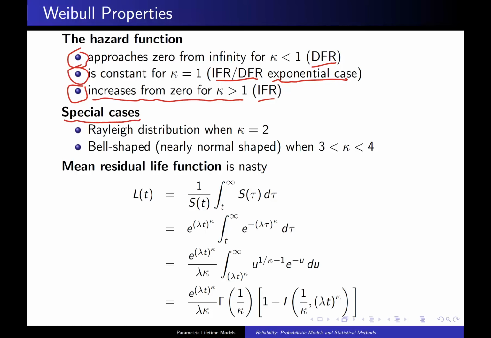A pair of special cases. The Weibull distribution with a shape parameter of 2 is known as the Rayleigh distribution. And when your kappa is somewhere between 3 and 4, it has a bit of a bell shape to it. So if you ever have some lifetime data, and you draw a histogram and it looks bell-shaped, the Weibull may be a good fit with a kappa somewhere between 3 and 4.